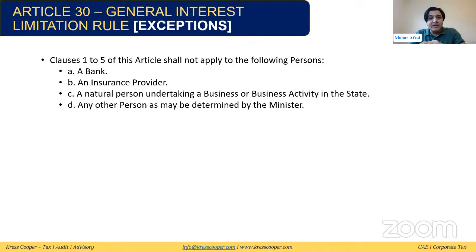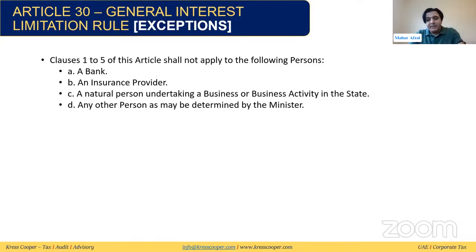But there are some exceptions to this general principle as well. These are basically exceptions, meaning these interest capping rules are not applicable on banks. These interest capping rules are not applicable on insurance providers. These are not applicable on a natural person undertaking a business or business activity in the state. And these are not applicable on any other person as may be determined by the minister.